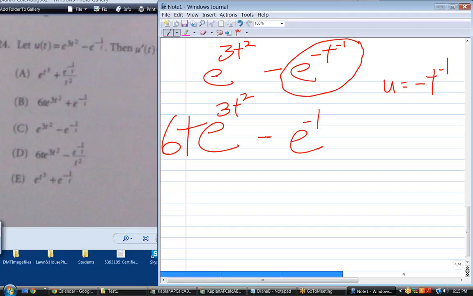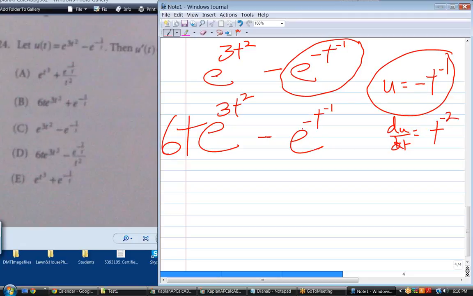Well, there's my e to the u. And now what's the derivative of that? In other words, my du dt is what I have to multiply this by. So all I did was take the derivative of the outside. Now I've got to take the derivative of the inside. Now you can use the power rule. So what's du dt? Working just with this on the right side. T to the negative 2. You got it.